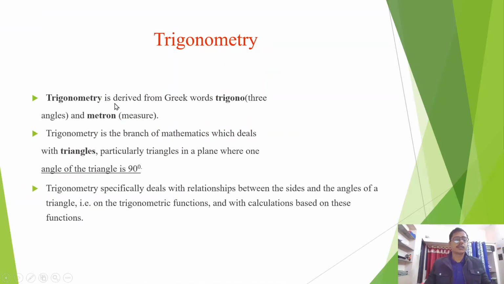Trigonometry. Trigonometry is derived from the Greek words trigono, meaning three angles, and metron, meaning measurement. That is, the measurement of three angles of a given triangle. Trigonometry is the branch of mathematics which deals with triangles, particularly triangles in a plane where one angle of the triangle is 90 degrees.